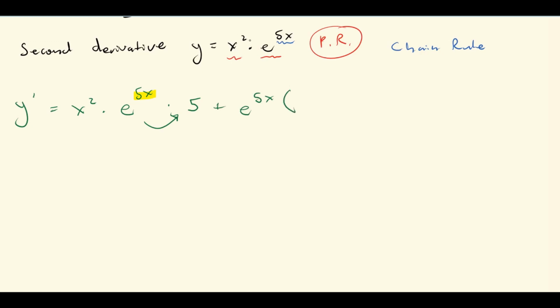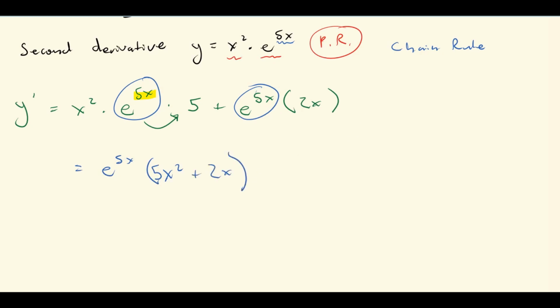The derivative of x squared is 2x. And then we'll go ahead and factor out an e to the 5x, which will give us e to the 5x times x squared times 5, so 5x squared, plus 2x. So now we'll go ahead and take the second derivative, which is what we're asked to find. So y double prime, the second derivative, is going to equal, so once again we see that we have a function times a function. So once again we're going to be using the product rule.